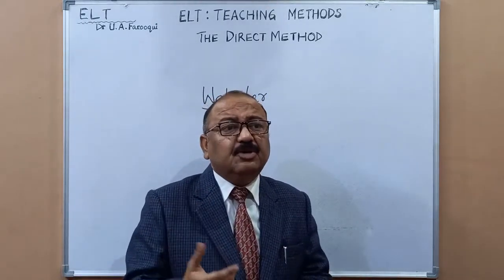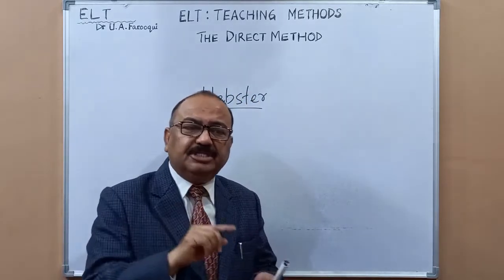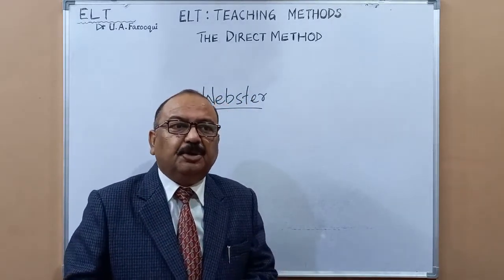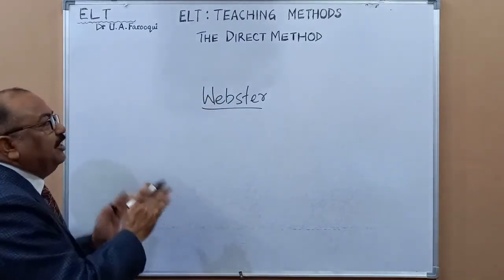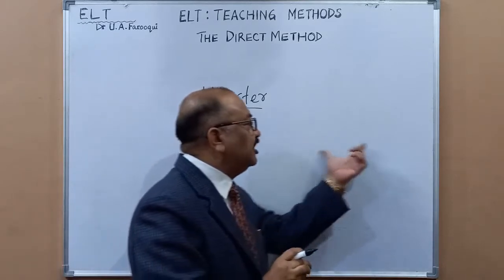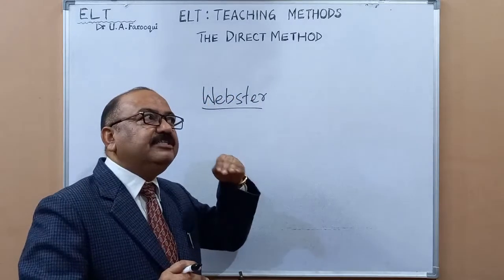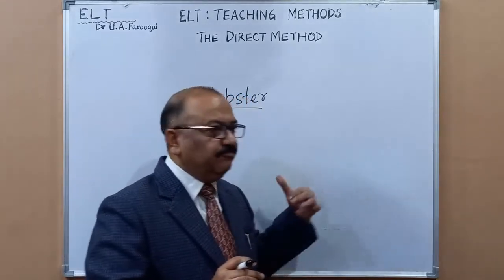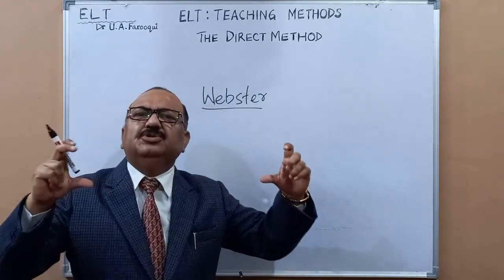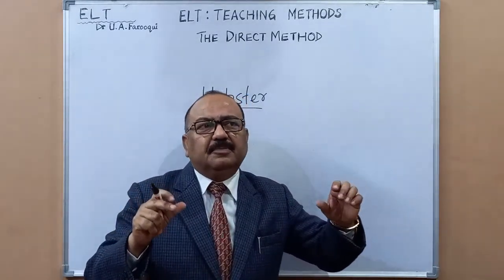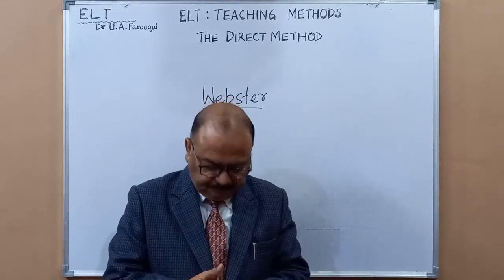What I mean here, first words are taught by pointing to objects or pictures or by performing actions. Like in the translation method, what did you see? You saw that words were translated into the mother tongue. But here, words are either explained with the help of definitions, or picture clips are shown or situations are created. This is how the meanings are told.